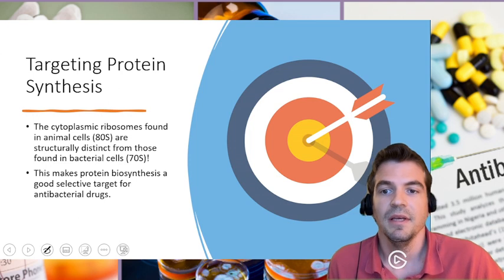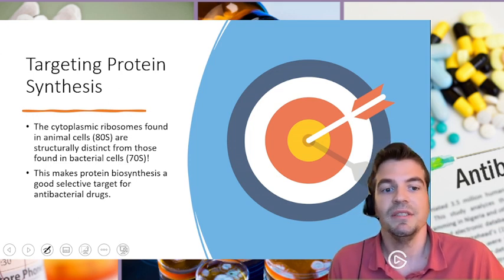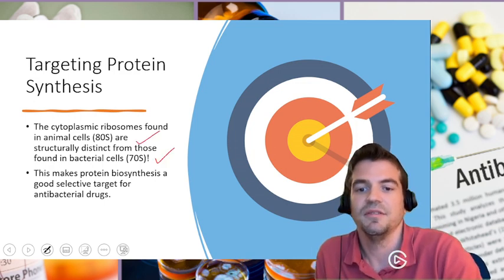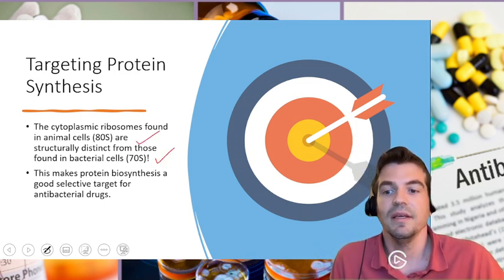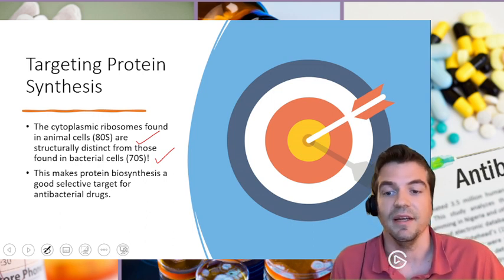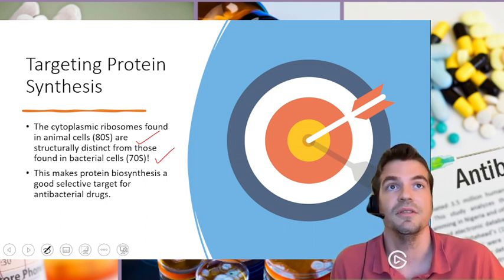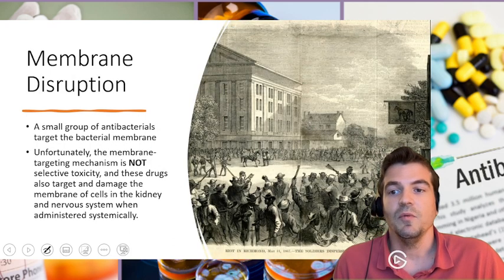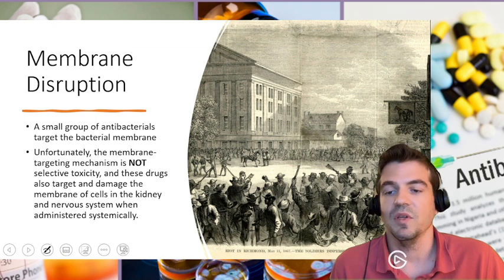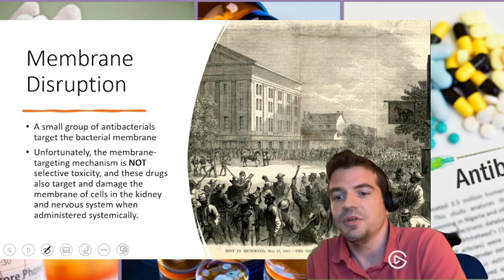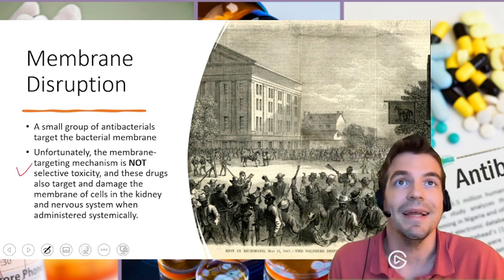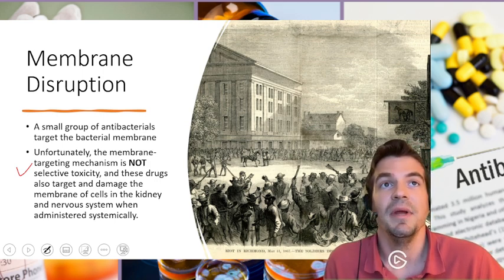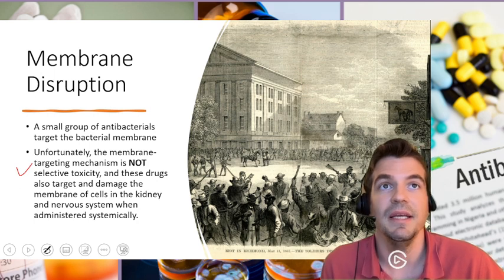Okay, targeting protein synthesis. Remember, bacteria have different ribosomal subunits than us, so we can target these just fine and not hurt ourselves. Again, another good selective target for antibacterial drugs. And then finally, we can disrupt the membrane. Unfortunately, this mechanism is not selectively toxic, and these drugs can also damage many membranes of the kidney and the nervous system.